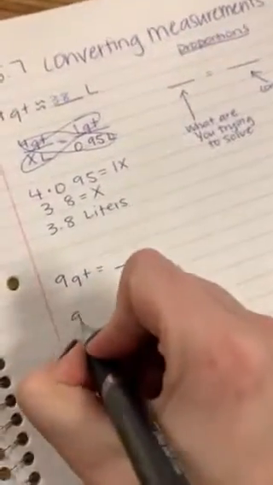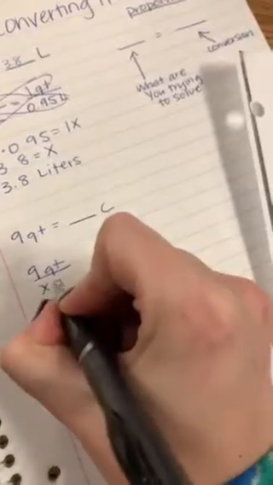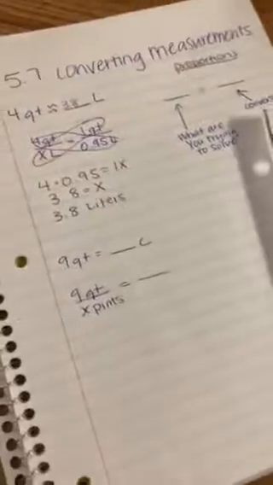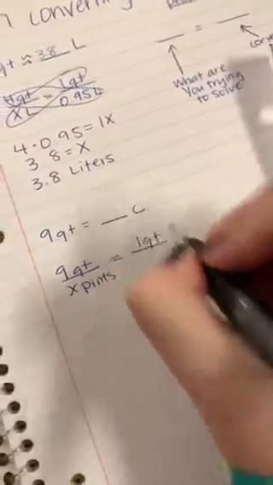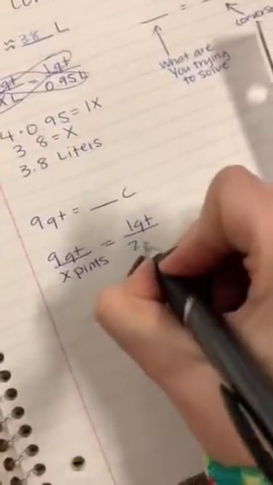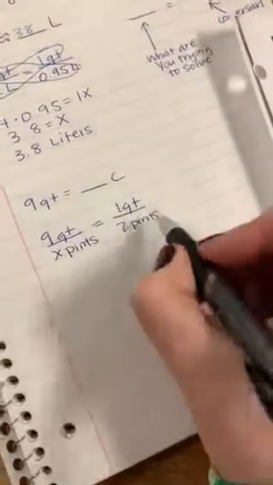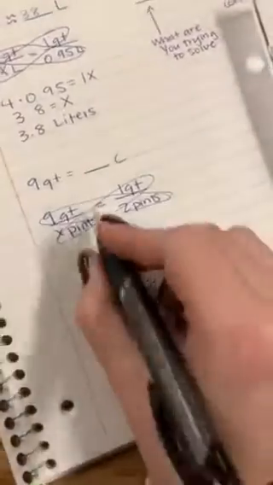So first I'm going to do 9 quarts all over. Remember that we are doing quarts to pints, so it'd be X pints. This is what we're trying to solve right now. Equals then the conversion. In the conversion, it states that it is 1 quart for every 2 pints. Again, make sure that your measurements are the same going across the proportion. Then I'm going to butterfly it to create my algebraic equation, because we have an equal sign.